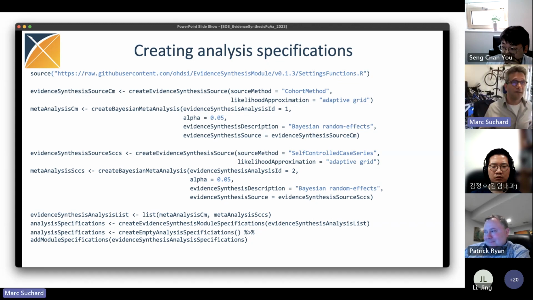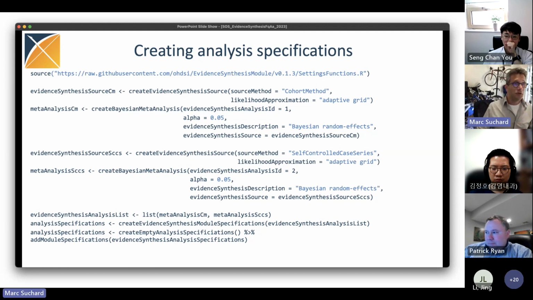So we specify that we want to do evidence synthesis across all of our different sources, and we give it a source method, which is currently implemented both for the cohort method and for self-controlled case series. In this case, we'll start with the cohort method. We need to define what type of approximation we're using for our likelihood function, and in this case the best practice is to use an adaptive grid.